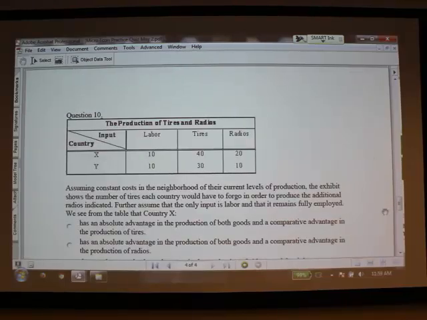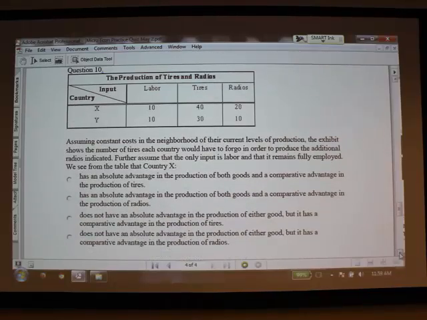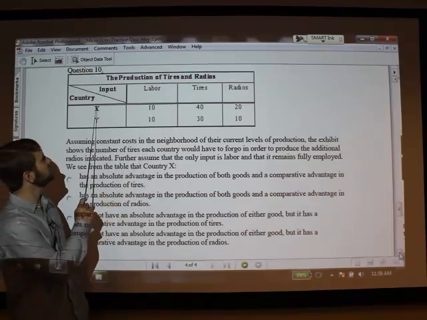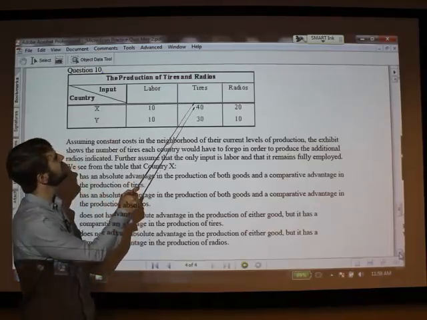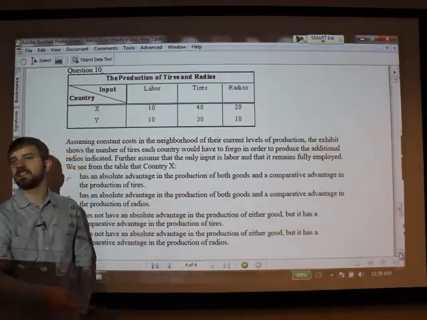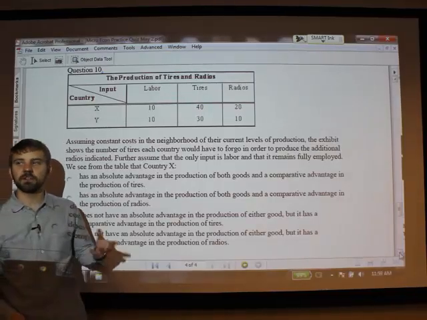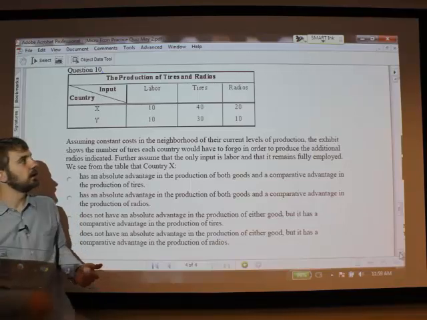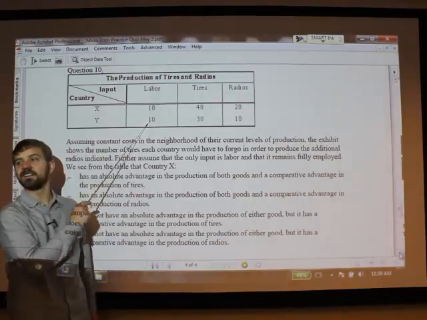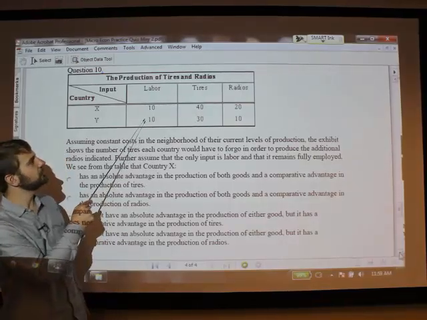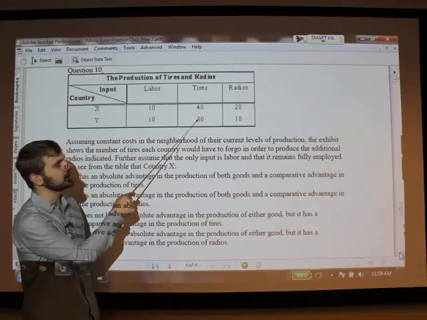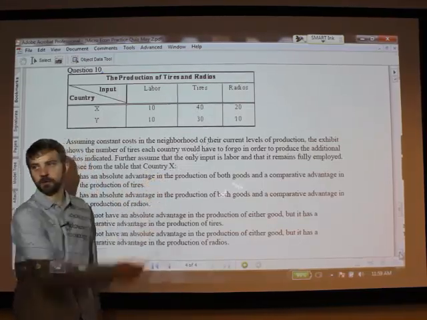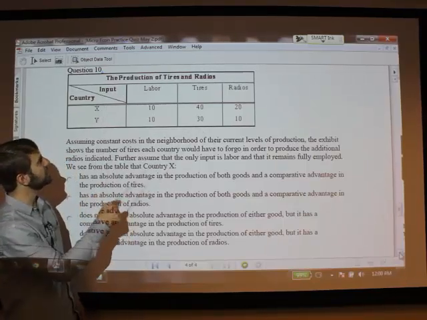Last question. Another one of these tables. The question is about absolute advantage and comparative advantage. So let's first figure out which country has an absolute advantage. In tires, country X can produce more tires, and they can also produce more radios. So country X has an absolute advantage in both of them. Sometimes you have to look at absolute advantage in terms of output per worker. You see here they each have 10 workers. If these are ever different, then just divide. So you get 4 tires per worker versus 3 tires per worker, 2 radios per worker versus 1 radio per worker. Either way, country X has the absolute advantage.